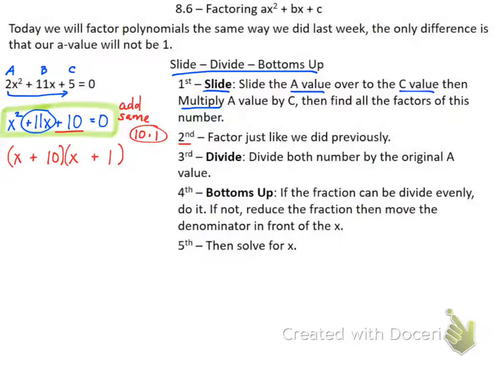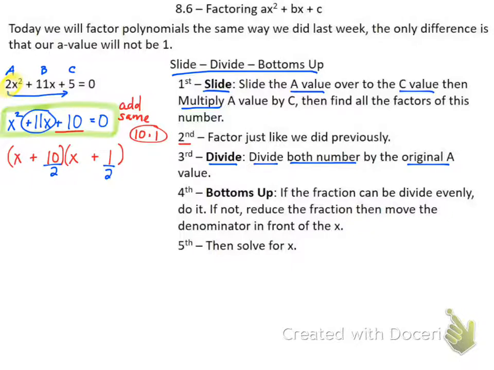So this is the part that's different now, the third step is going to be divide. What I'm going to do is divide both the numbers by my original a. So my original a value was this 2 right here, and so I'm going to go ahead and divide both these numbers by 2. And so when I do that, a couple things can happen. It can reduce down to a regular number, which is good. They can evenly divide each other.